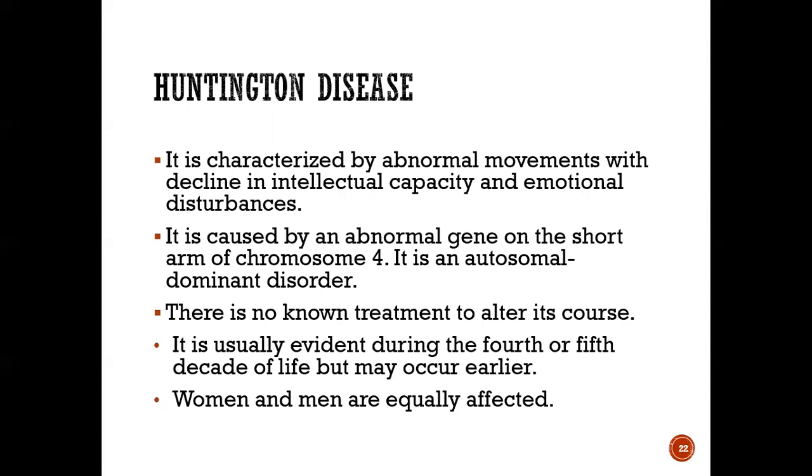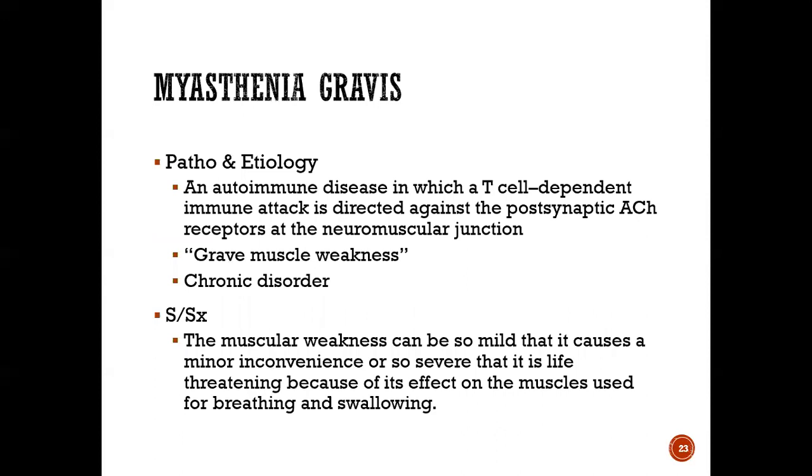There is no known treatment to alter its course. There are drugs in trial, but no known treatment at this time. It is usually evident by the fourth or fifth decade of life, so 40s to 50s, but it may start to show up earlier. Women and men are equally affected by Huntington's.